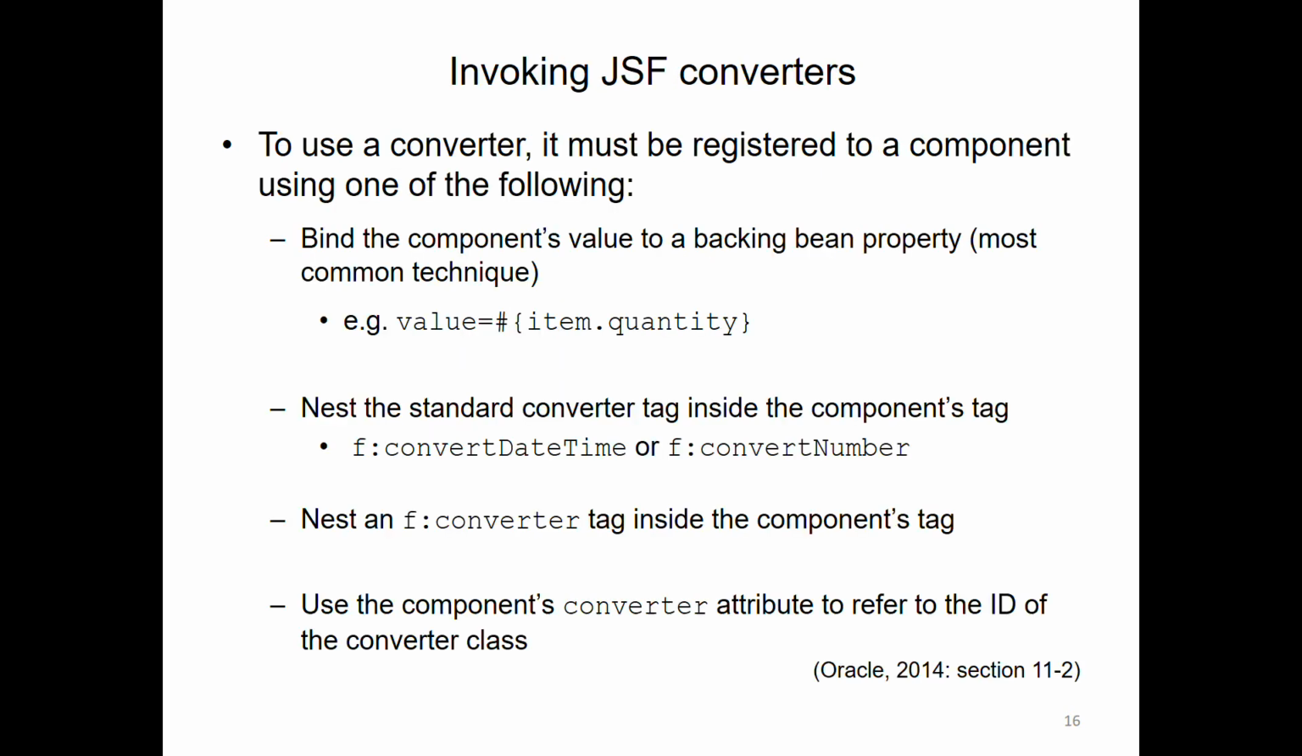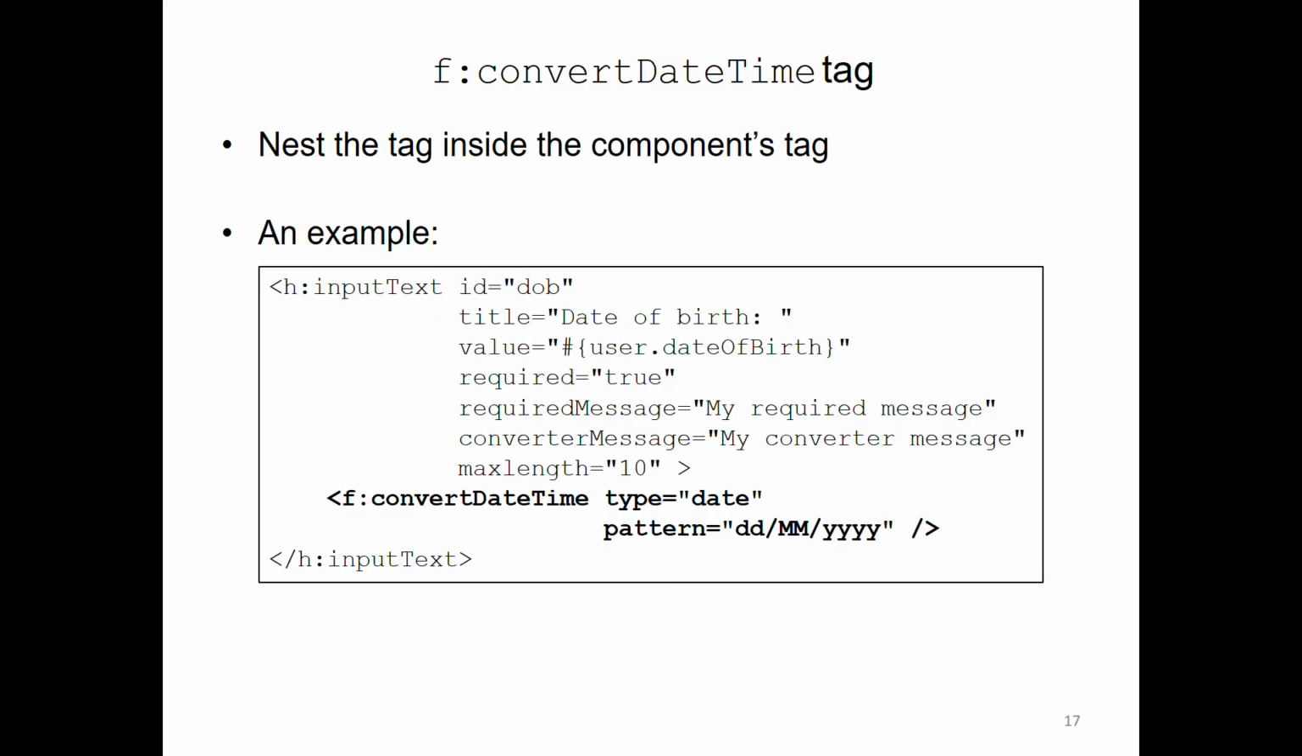So we have some JSF converters. The first thing that must be true for us to be able to use these standard converters is that the UI component must be bound to a property in a backing bean. And then we can use a standard converter tag, such as convertDateTime or convertNumber. We can use a converter tag to specify a custom converter, or we can use a converter attribute, again, to specify a custom converter class. So those are the three ways that we can do it. Here's an example.